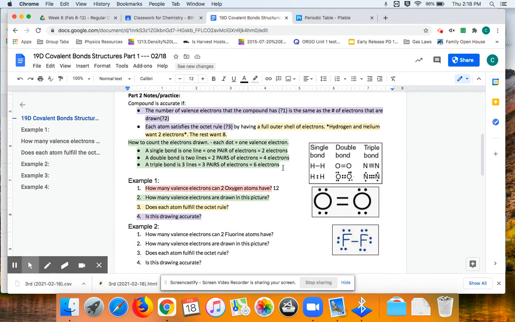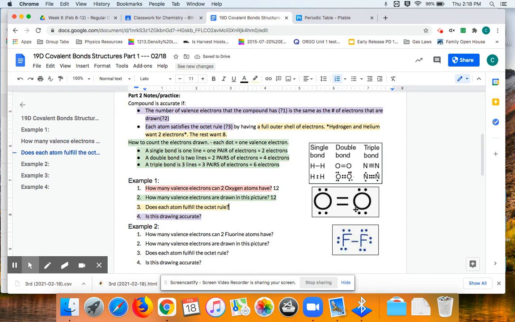That's 6 total electrons. So in my case, I have 1 electron, 2, 3, 4, 5, 6, 7, 8 valence electrons. And then I have a double bond. Notice, a double bond is 2 lines, which is 4 electrons. So I had 1, 2, 3, 4, 5, 6, 7, 8, and then 9, 10, 11, 12, because each line represents 2 more. So I have 12 that are drawn.